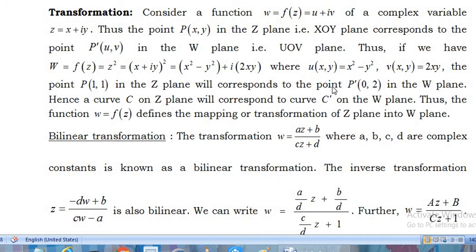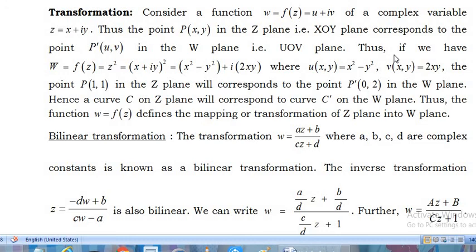Now, basically, a transformation is an operation because of which one form gets converted into another form. Here, consider a function w equal to f of z is equal to u plus iv of a complex variable z equal to x plus iy. Thus, a point P with coordinates x and y in the z plane corresponds to another point P dash with coordinates u and v in the w plane.